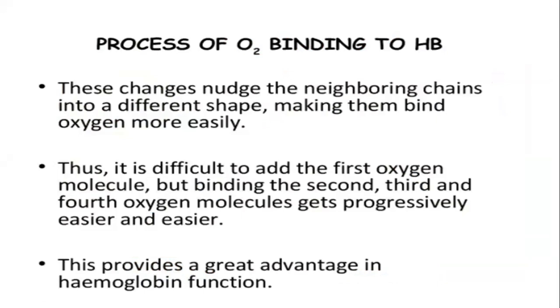I don't need to belabor this because I'd already explained that the process of oxygen binding to the hemoglobin is basically the hemoglobin changing its shape and making it easier, through the polar bonds, for oxygen to bind. Once the first oxygen binds, it makes it much easier for the second, the third, and the fourth oxygen molecules to progressively enter the hemoglobin. That gives the hemoglobin much more advantage in its function of carrying oxygen.